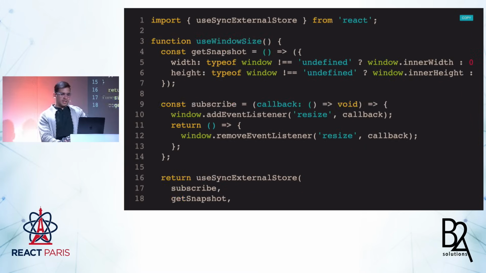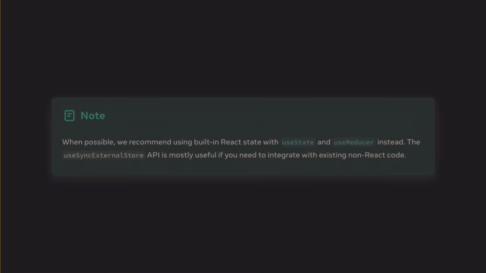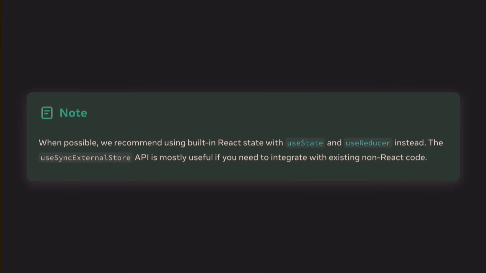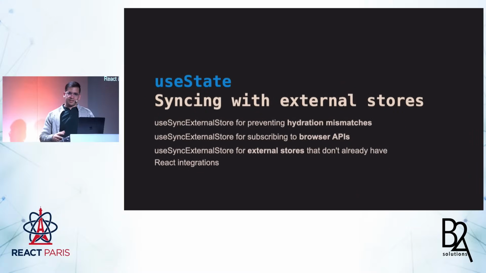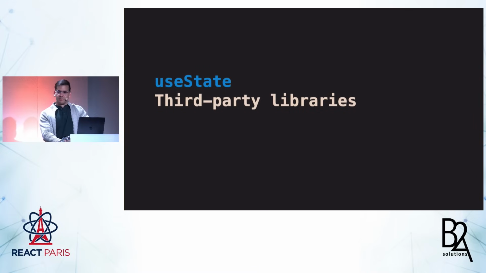I'm going to breeze through here a little bit. However, the React team does still suggest that you use useState and useReducer, because useSyncExternalStore is really for third-party libraries. It's not something that's really meant for you to directly integrate with. But if you're using browser APIs like checking the window width and things like that, it's extremely useful.